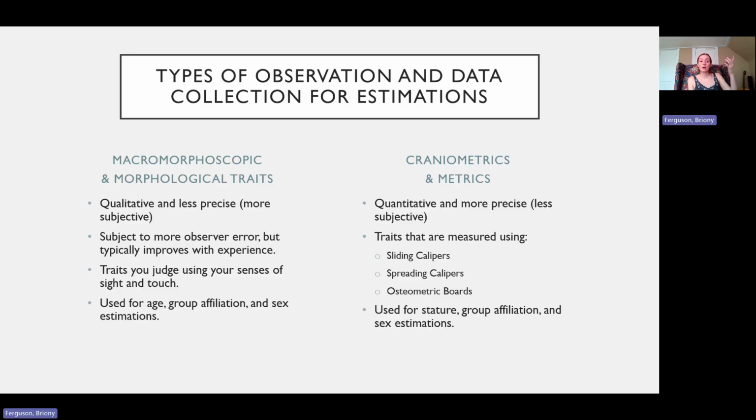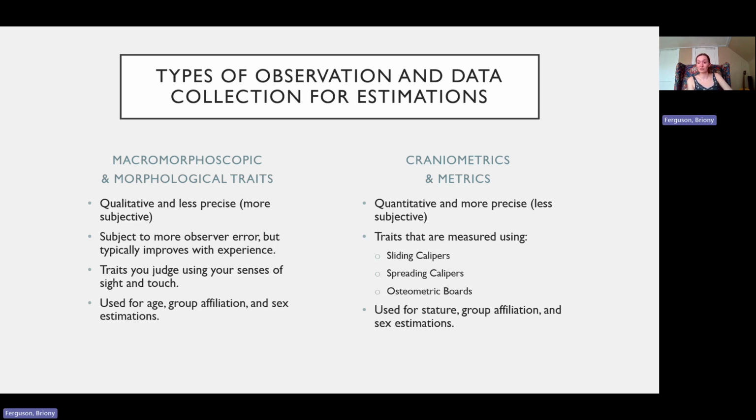All right, so what are we actually doing when we measure these bones? Well, we're using tools like sliding calipers, spreading calipers, and osteometric boards to do the measuring. And this is going to help us determine things like stature, of course, but also group affiliation and sex estimations. It is not used for age.